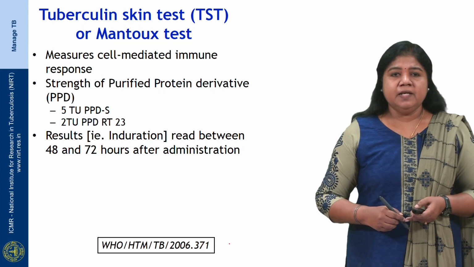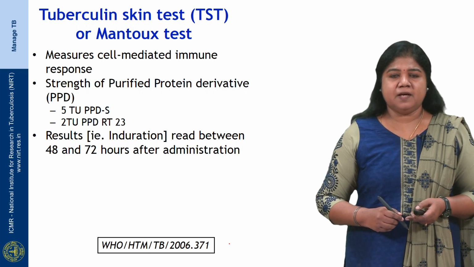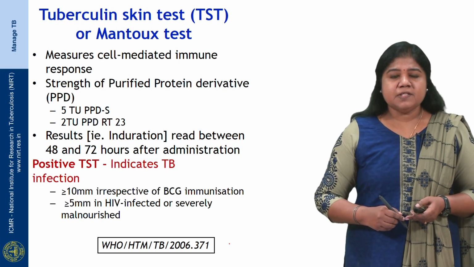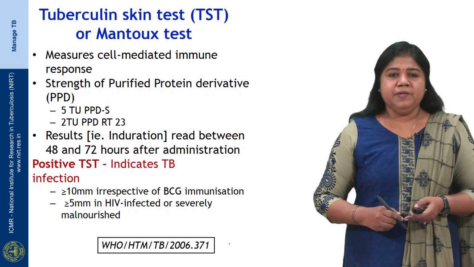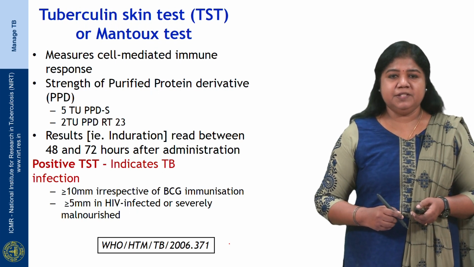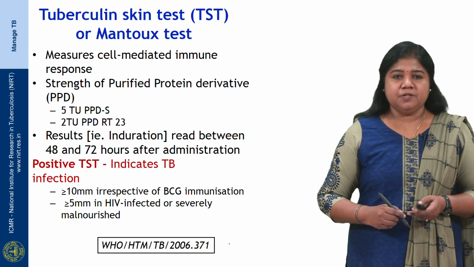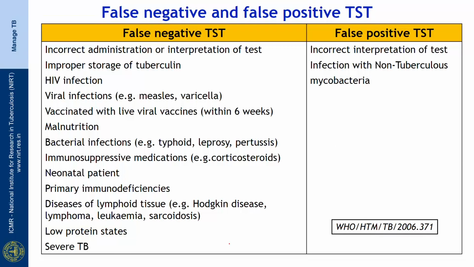The result, in the form of induration, is read between 48 and 72 hours after administration. A positive test indicates TB infection, and this positivity is more than or equal to 10 millimeter irrespective of BCG immunization. Here the millimeter refers to the induration, and more than or equal to 5 millimeter in HIV infected or severely malnourished. There are instances where there are false positive and false negative TST.